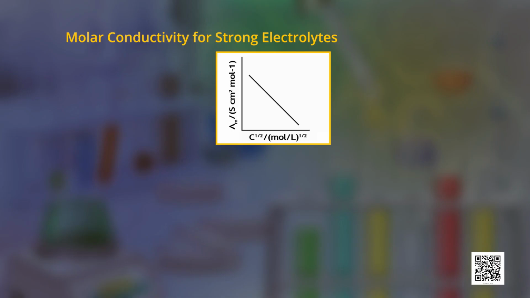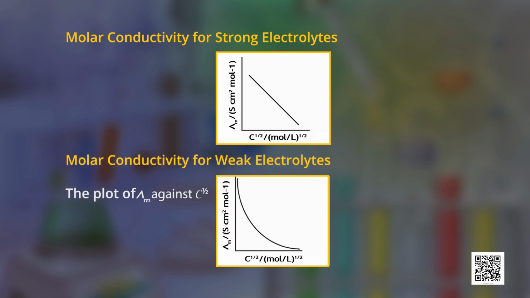For a strong electrolyte, limiting molar conductivity, lambda m naught, can be determined by extrapolating the graph, as lambda m varies linearly. But for a weak electrolyte, the graph obtained is a curve, so it cannot be extrapolated to 0 concentration, and we cannot get the value of limiting molar conductivity, lambda m naught, for weak electrolytes.